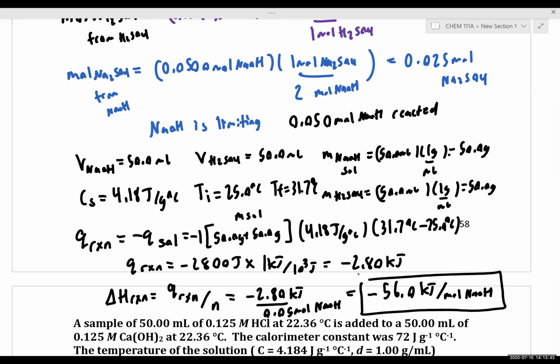Any questions for this example? Any question on this example? So it's a combination of the limiting reactant and our enthalpy calculations.